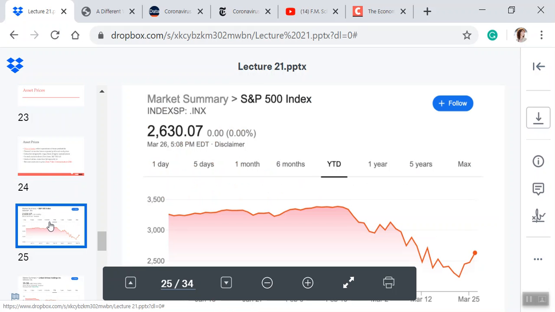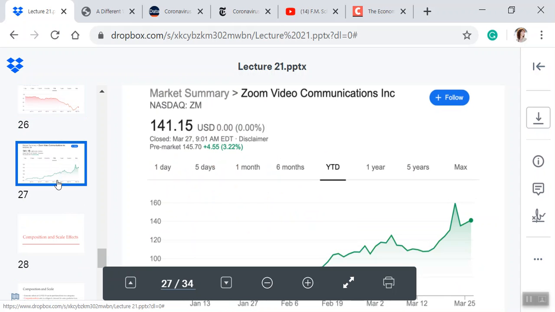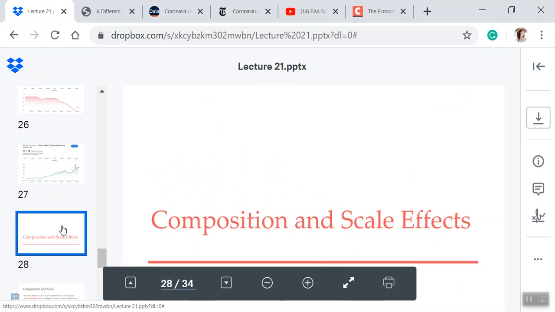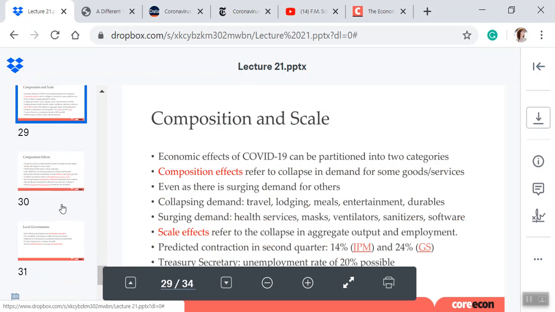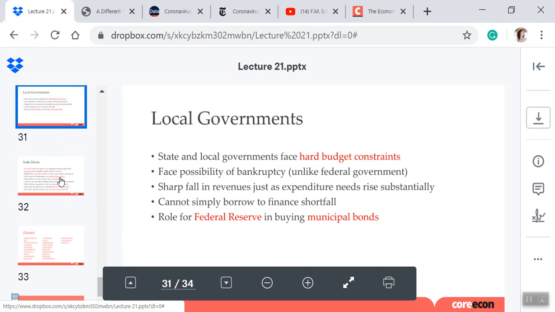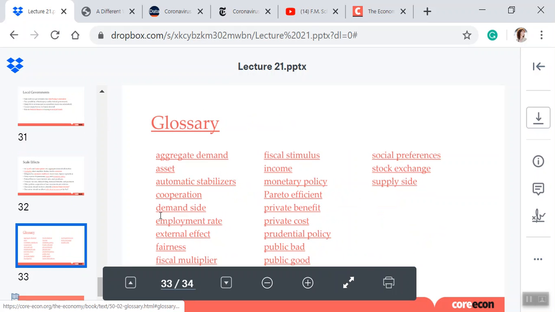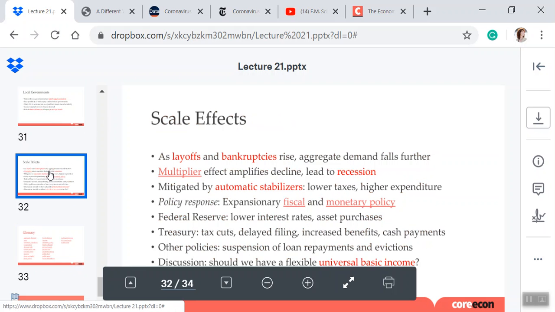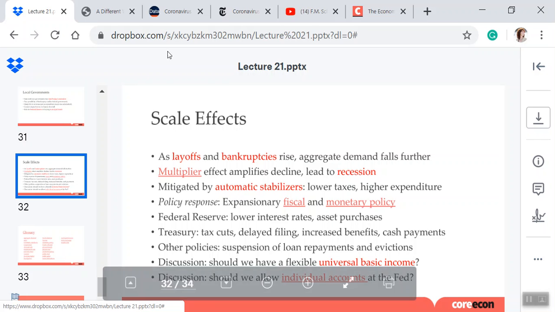And asset prices, this is something that we wouldn't do. This is a little bit more advanced economics, where we're looking at the stock market and how COVID-19 affects that. This last part goes a little bit more into local governments and government interactions that can happen and some scale effects. Again, it's a little bit more advanced in its economics, so I was going to leave that out. If we had had more time this semester, we definitely would have gone a little bit deeper into this.